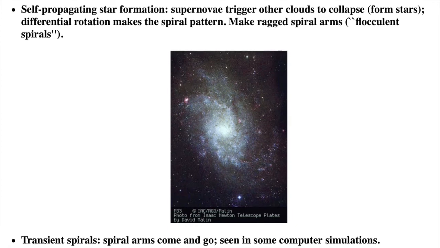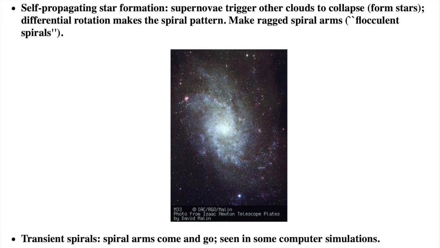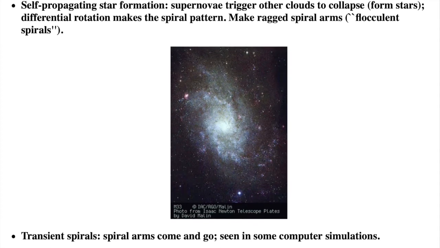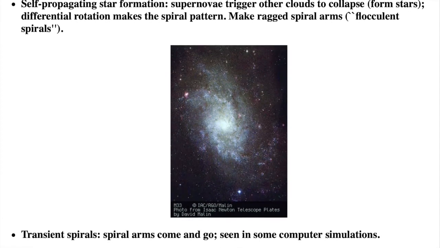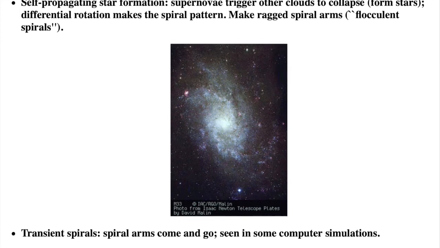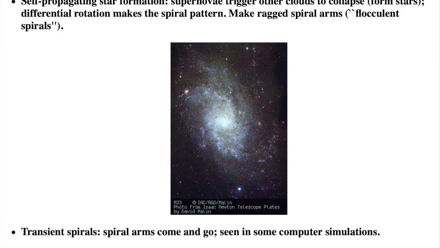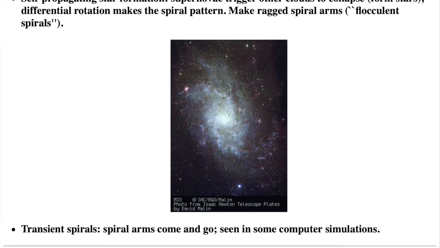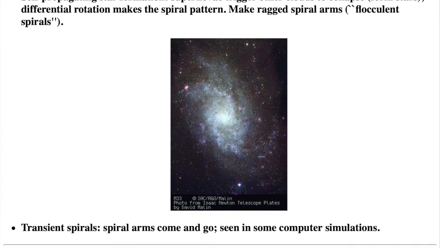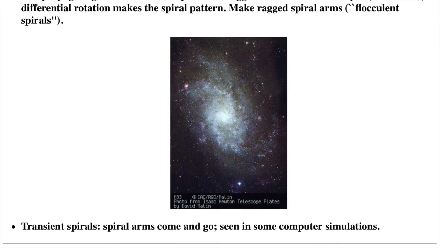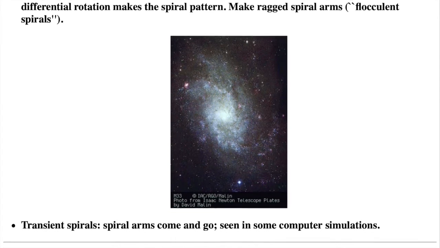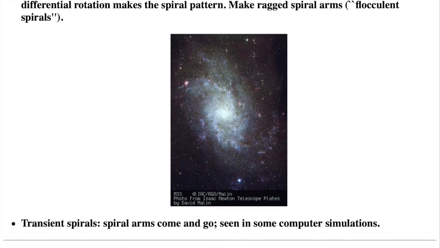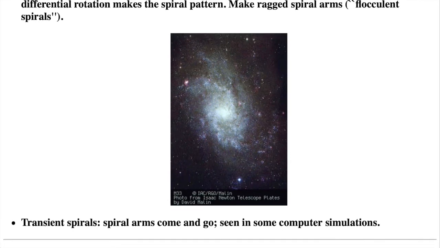Perhaps the spiral patterns are transient, meaning that the spiral patterns come and go. This behavior is seen in computer simulations of galactic disks. It is possible that all 3 theories may be correct. Some galaxies, particularly the grand design spirals, use the density wave mechanism, and others use the self-propagating star formation or transient spiral mechanisms. Our galaxy may be an example of a spiral that uses more than one.